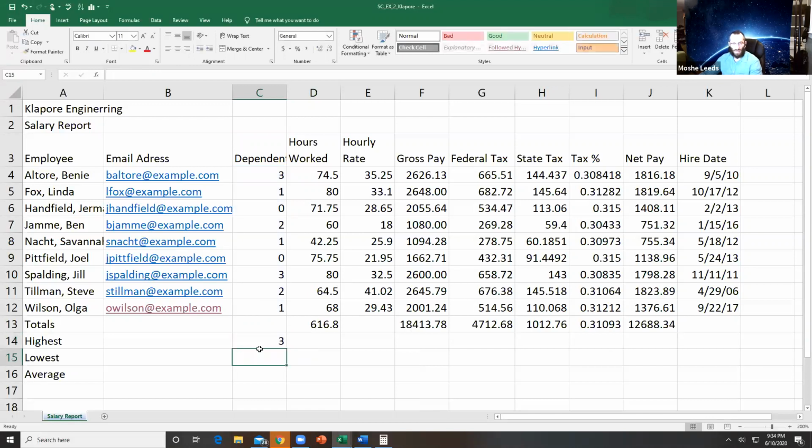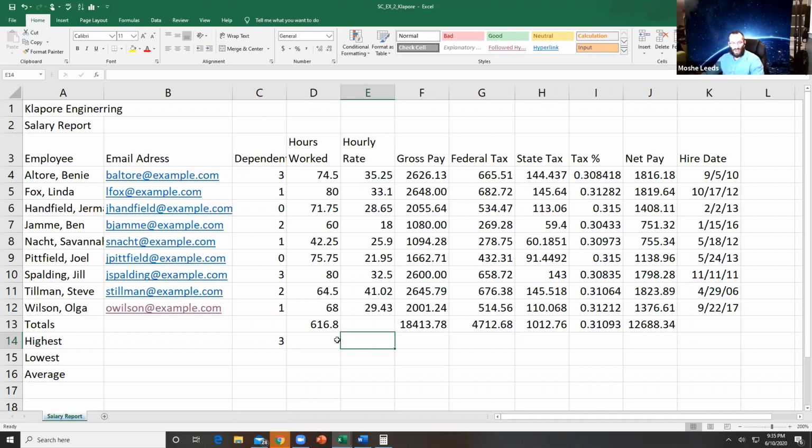And my highest, the person with the most dependents on this team, has 3 dependents. That's the most that we're dealing with, okay? So now we could do that for the hourly rate as well. What is the highest salary that I'm paying out?